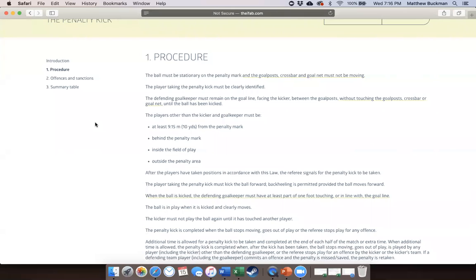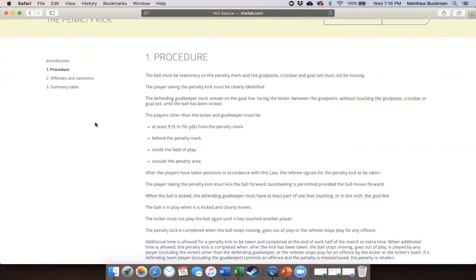They also must be behind the penalty mark. So if a player goes around the side of the penalty area, they're not allowed to go any closer to the goal line than the penalty mark. Sometimes you'll see a player try to go stand on the goal line outside the penalty area to try to distract the player taking the penalty kick. So they must be behind the penalty mark, no closer than 12 yards to the goal line, no matter where they are on the field. They must be inside the field of play. That seems obvious. And they must be outside the penalty area. And I'll show you a picture here in a moment to show all the various components that we're talking about.